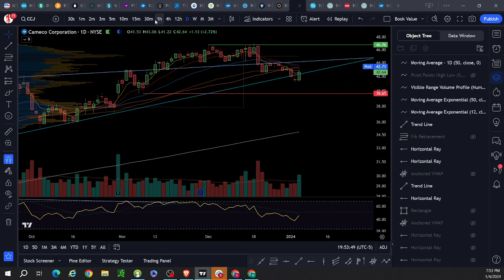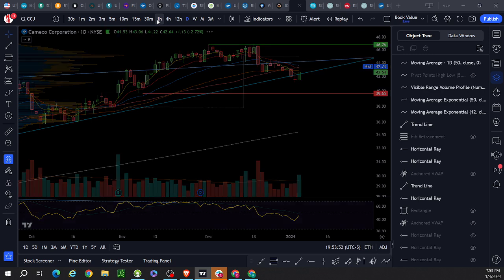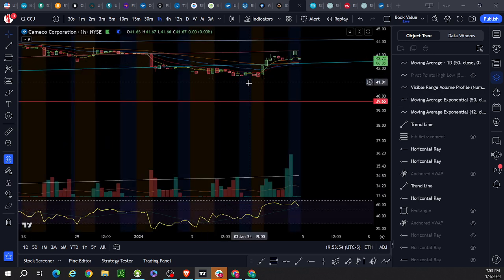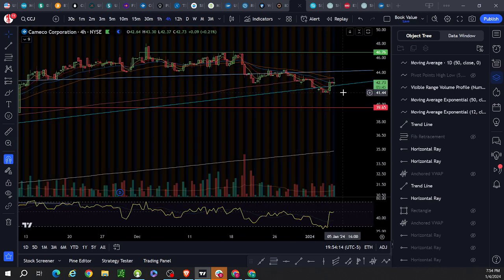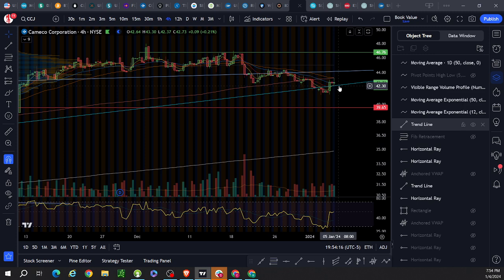So let's look. Now I'm going to zoom into the hourly. What did we get on the hourly here? Well, this backtest here today didn't breach this low. And then it took out this high. So now we have an hourly trend change. So the trend has changed in the hourly, which has given us a 4-hour bull flag.